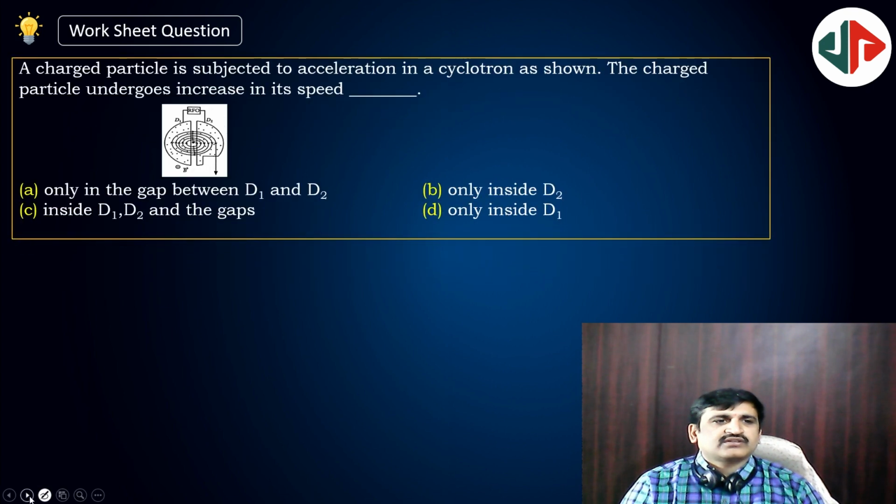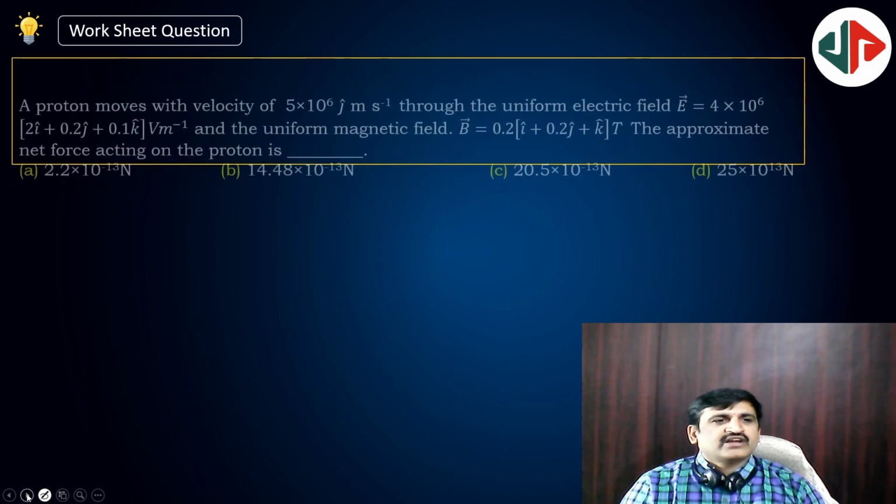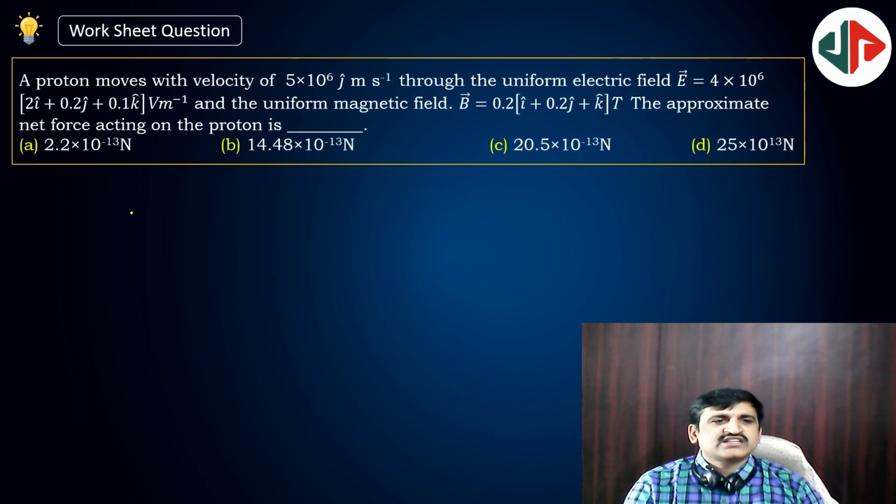Next. A charged particle is subjected to acceleration in a cyclotron as shown in the figure. The charged particle undergoes increase in its speed only in the gap between D1 and D2 because the electric field will be there. In the magnetic field, speed will not be increased, only direction is changed. So option A.